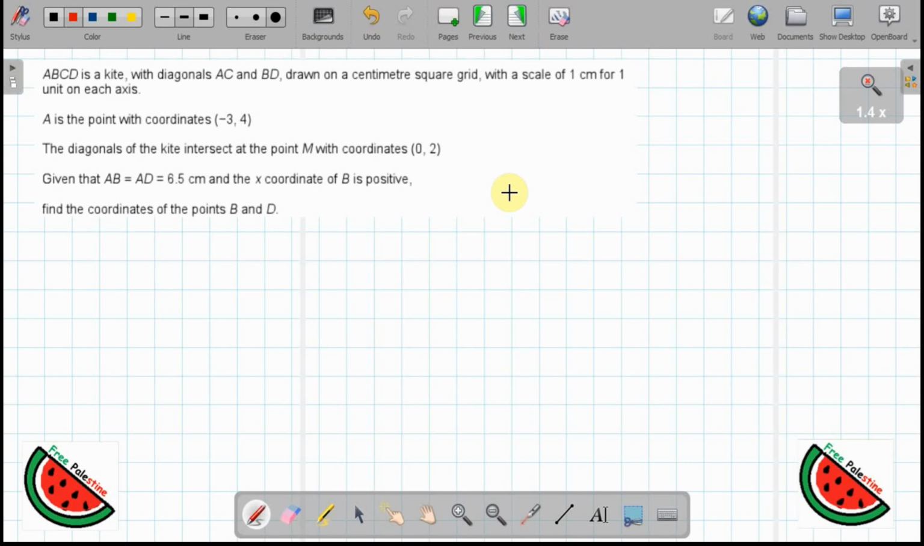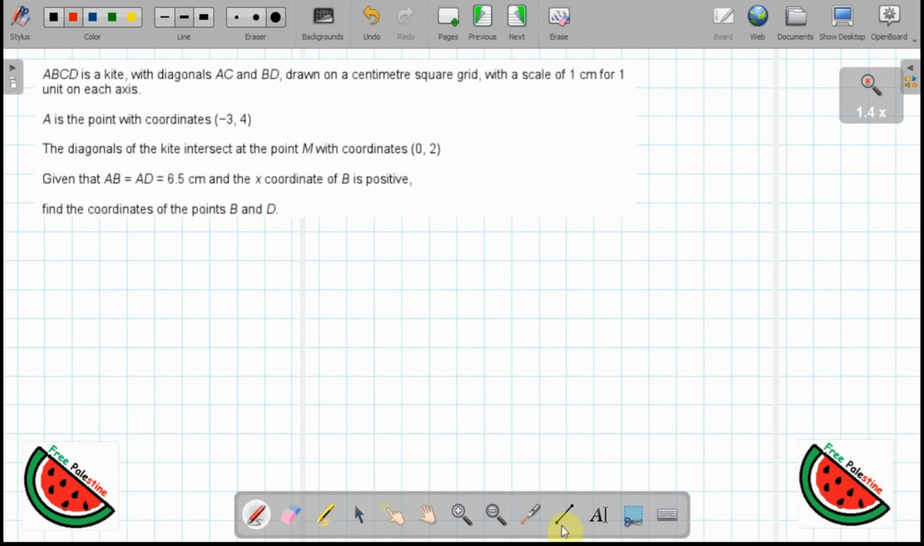So let's get started. ABCD is a kite with diagonals AC and BD drawn on a centimeter square grid with a scale of 1 centimeter for 1 unit on each axis. A is the point with coordinates -3, 4. The diagonals of the kite intersect at the point M with coordinates 0, 2. Given that AB is equal to AD is equal to 6.5 centimeters and the x coordinate of B is positive, find the coordinates of B and D.